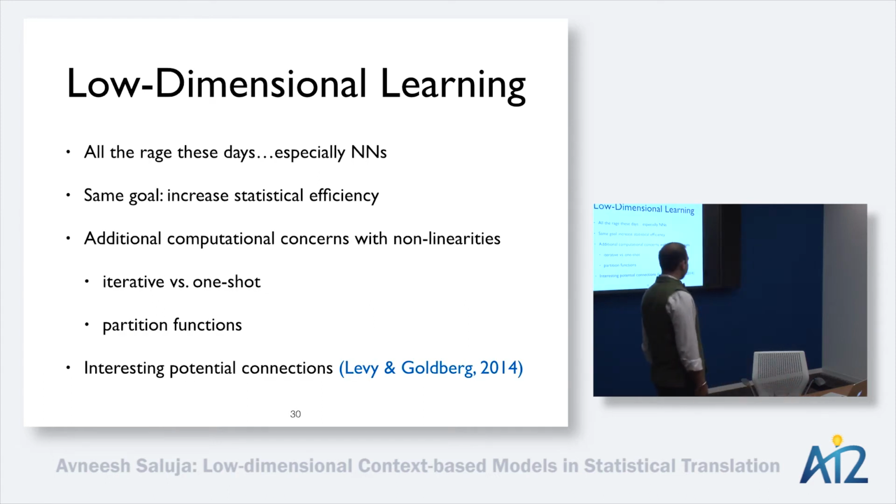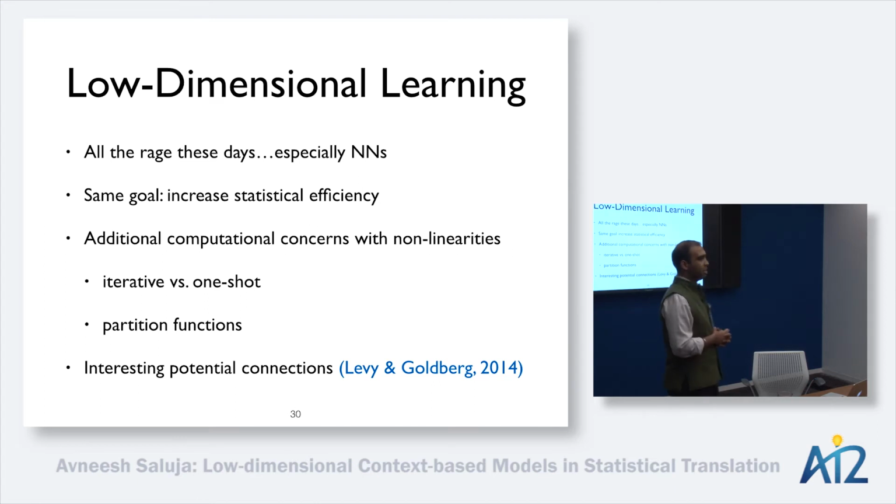On the low dimensional front, this word is very popular these days, also known as representation learning and the like. Before I go further, I'd like to address this slightly. A lot of people have been looking at translation or modeling semantic distinctions using neural networks or deep learning. And the goal is actually very similar here.